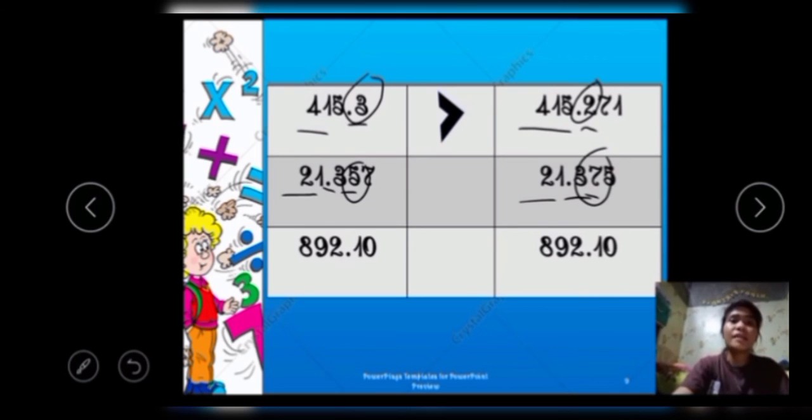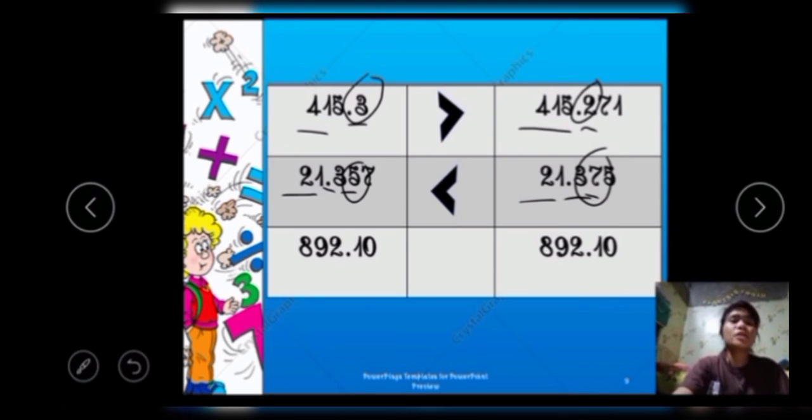That's why in our second example, 21.357 is less than 21.375.